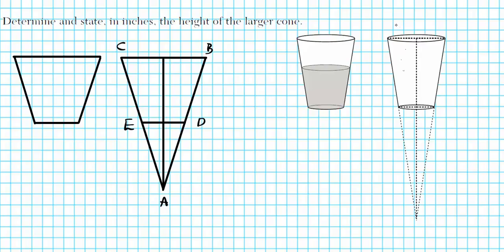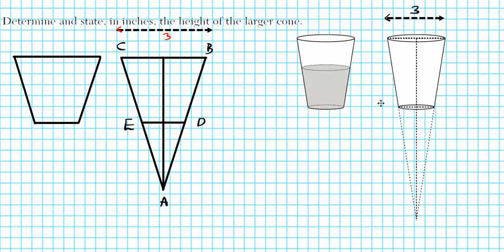Okay, so from here to here is 3 inches. So that means the top right here, segment CB, is going to be 3. Okay, so that's 3 inches. Remember, it's the diameter, not the radius. So you've got to be careful with that. All right, so that's the diameter of the base.